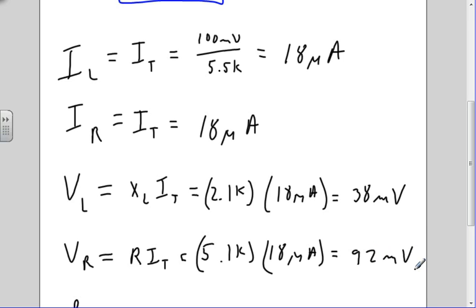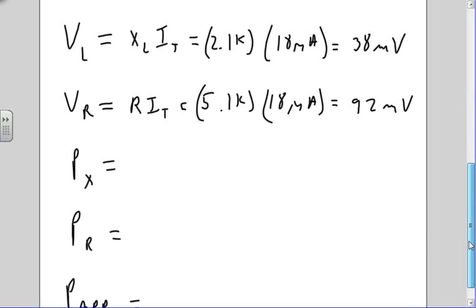Now, idiot check. 92 millivolts squared plus 38 millivolts squared, square root had better be 100, right? Because these two have to add up to 100. So I'm going to go 92 squared plus 38 millivolts squared, square root, and I get pretty close to 100, so that should be good enough. Alright, so the idiot check works.